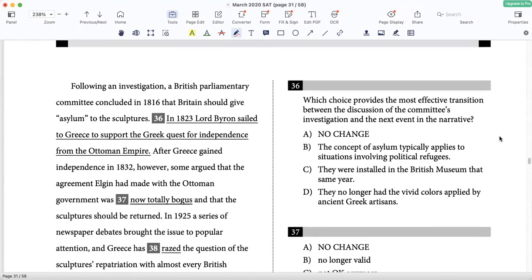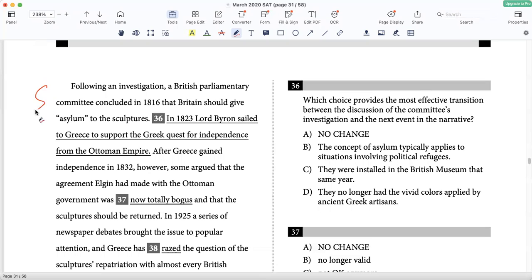Following an investigation, a British parliamentary committee concluded in 1816 that Britain should give asylum to the sculptures. In 1823, Lord Byron sailed to Greece to support the Greek quest for independence from the Ottoman Empire. After Greece gained independence in 1832, however, some argued that the agreement Elgin had made with the Ottoman government was now totally bogus and that the sculpture should be returned. Okay, which choice provides the most effective transition between the discussion of the committee's investigation and the next event in the narrative?